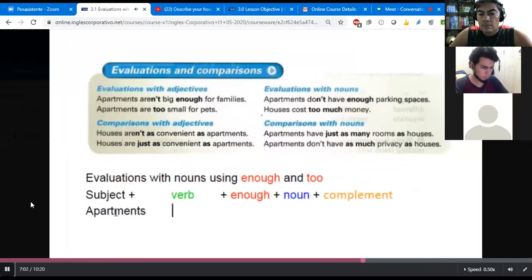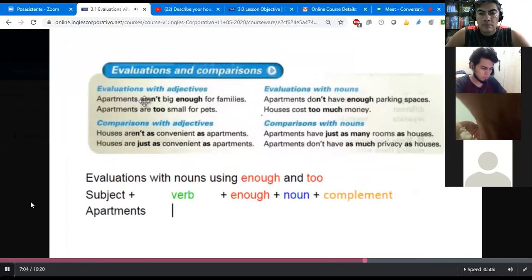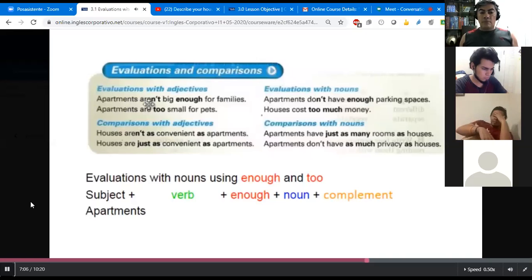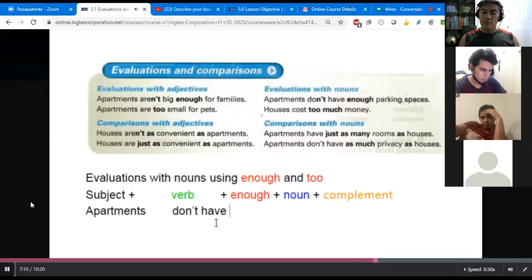In this case, it's no longer the verb to be. So that's the first thing that changes. We're no longer using the verb to be. So in this case, we're using any other kind of verb. In this case, it happens to be in the negative. So we're going to say don't have. That's the verb in its negative form. And then this follows enough.